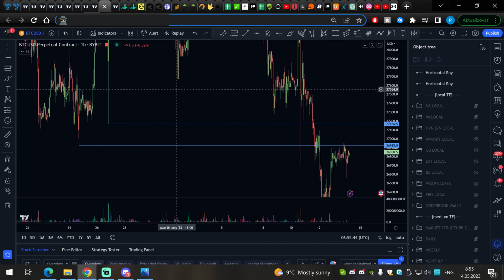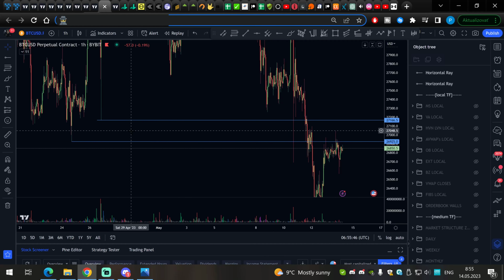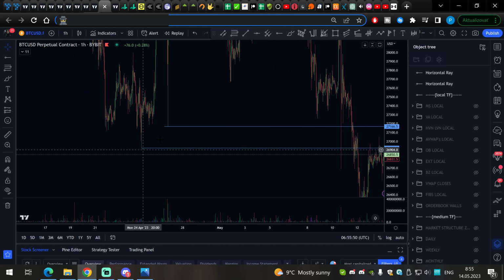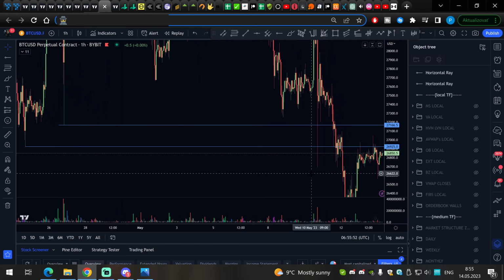you need to focus on another key low or high where a swing failure pattern might happen. And this was especially at the bottom. So yes, and you see what happened.